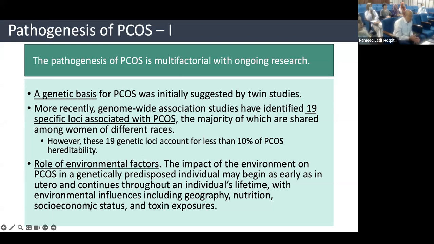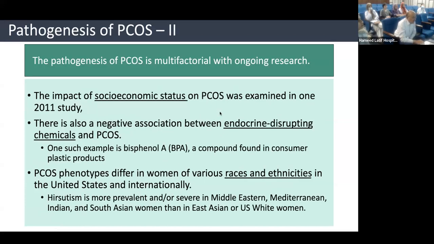The role of environmental factors, with impact as early as in utero, continues throughout an individual's life: geography, nutrition, socioeconomic status, and toxin exposure. Socioeconomic status is also important; it was examined in one study carried out in 2011. And then endocrine disrupting chemicals.